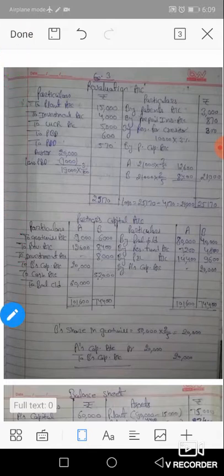Now next, partners capital account. There are two partners, A and B. Debit side A, B; credit side A, B. First of all we will start from the balance sheet. By balance b/d is the opening balance of partners capital account, which is taken from the balance sheet. By balance b/d, A's balance is 80,000 and B's balance is 40,000.